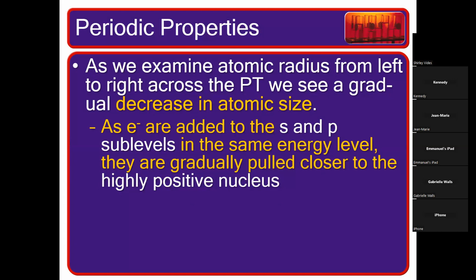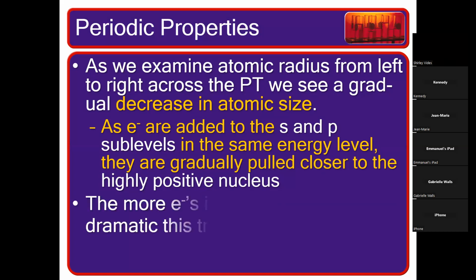Electrons are added to the s and p sublevels. Don't worry about that part, but in the same energy level, they are gradually pulled closer to the positive nucleus because there are more positive protons in the middle, as you add more electrons.